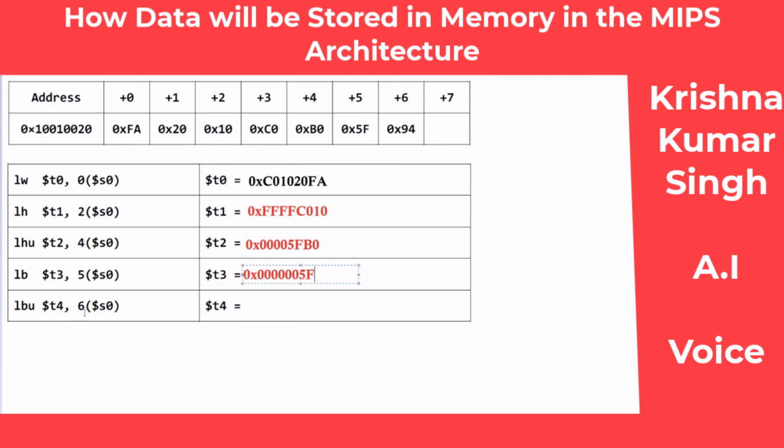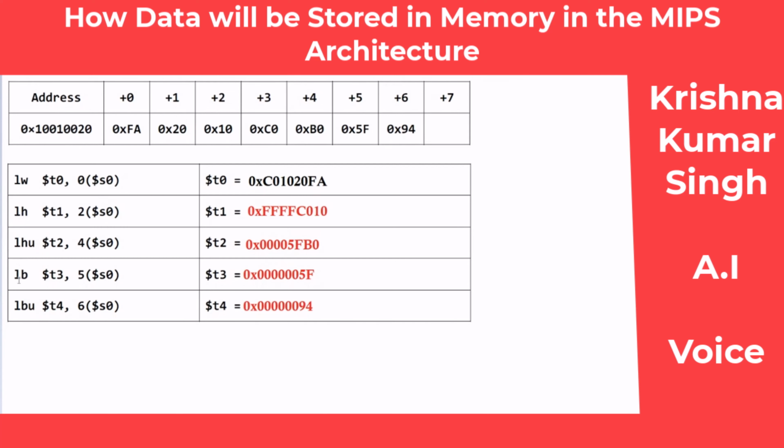And here for the load byte unsigned, we will load the content of $s0 plus 6, which is 94. 94 is a negative number if you consider it as a signed value, but here we want to consider it as unsigned. So it will be extended by, again, putting some zeros in the left side. So the data will be 94 in the hexadecimal.